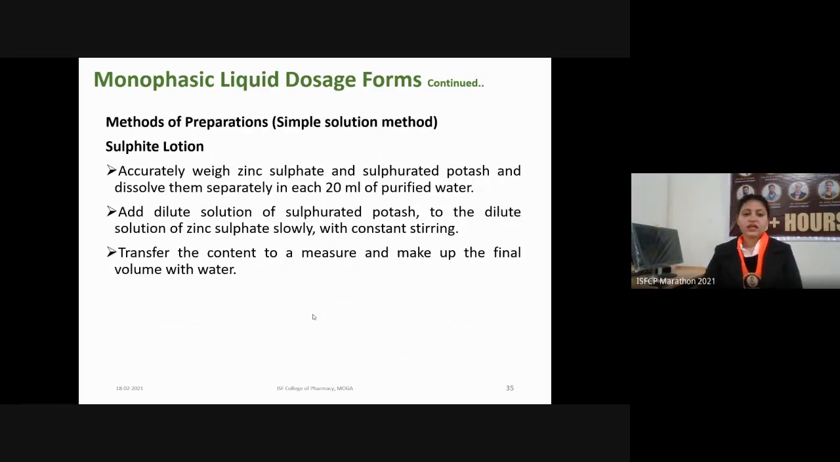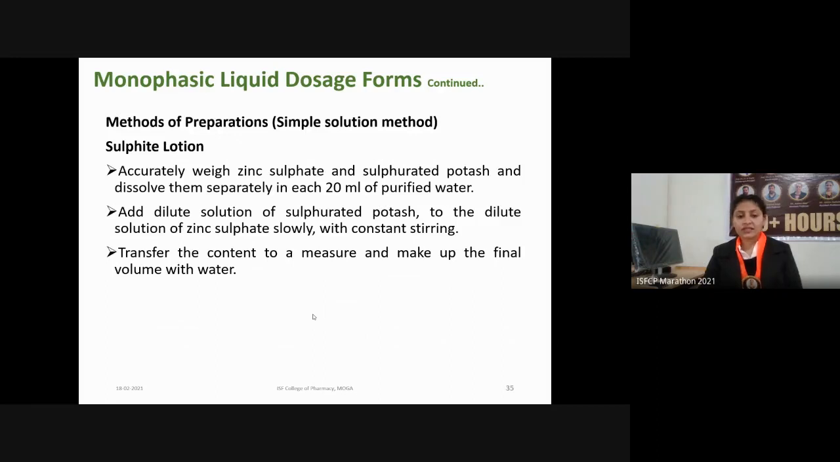Now, the methods of preparation of lotions. In this also we are going to use the simple solution method. We will take an example, zinc sulfate lotion. If we want to prepare a zinc sulfate lotion, we will accurately weigh zinc sulfate and sulfonated potash and dissolve them separately in 20 ml of purified water. Then add the dilute solution of sulfonated potash to the dilute solution of zinc sulfate slowly.